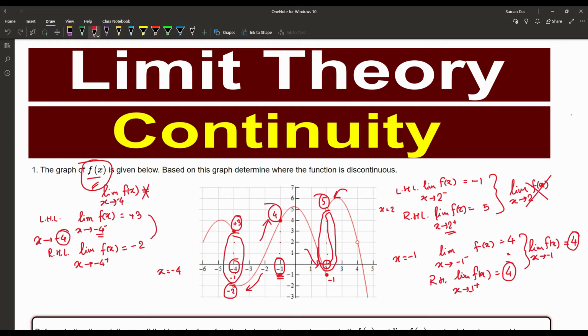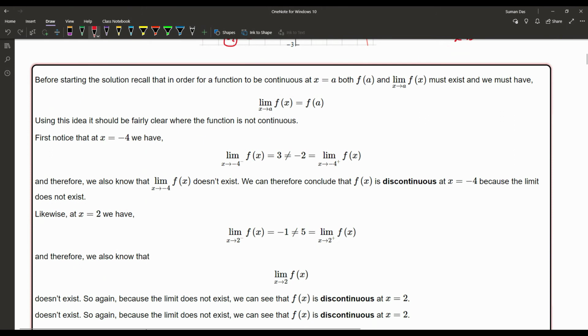So -4 and -2, those are two different discontinuous points for the function, but for the continuity at x equal to -1, we can say the function is continuous, and according to the graph we can see that also. Let us discuss the rigorous thing.